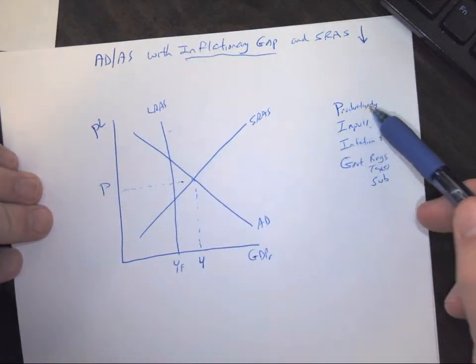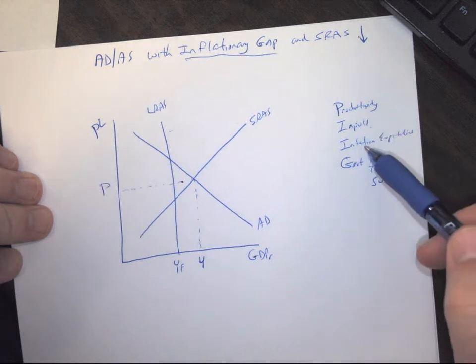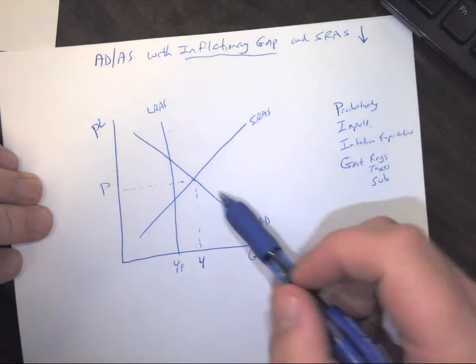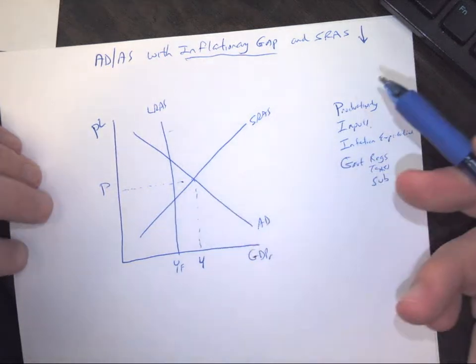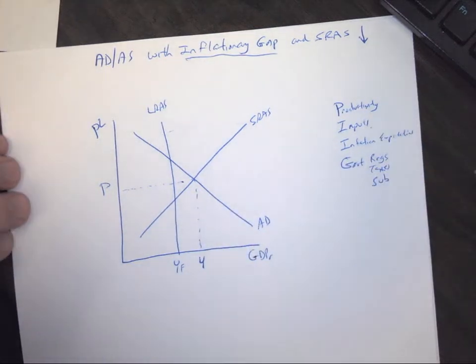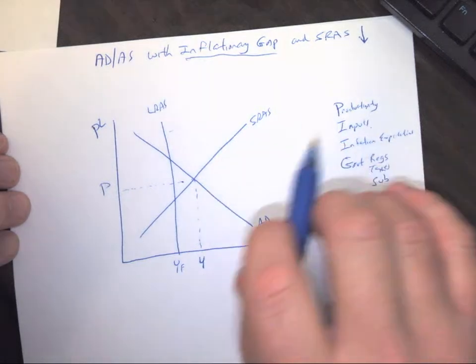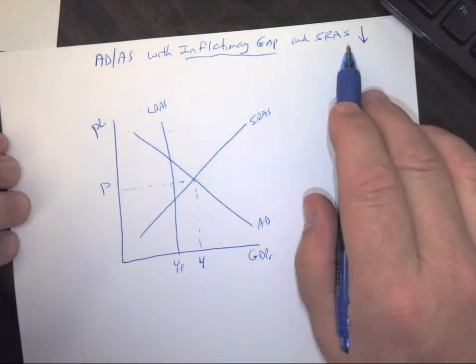So we've got our productivity, our inputs, inflationary expectations. That could be adjusted. If we have high inflation, we expect it to go down, then we could change how much we produce as businesses do. So any of those things change, we're going to have short-run supply decrease to the left.